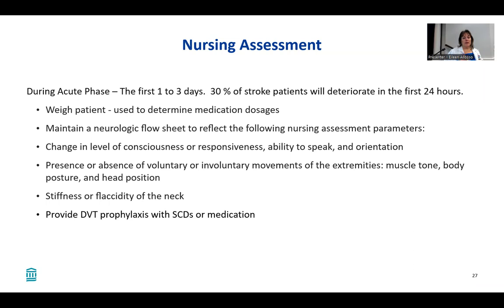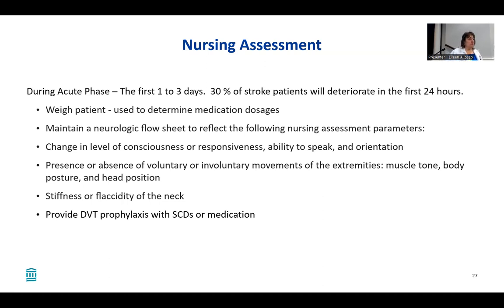So I want to keep an eye on that: 30% of stroke patients deteriorate within the first 24 hours. That's a good little piece of information to tuck in your brain. We use the neuroflow sheets to document this. Things you want to look for, again, are the level of consciousness, their speech quality, muscle tone, any involuntary or voluntary movements, especially if they're paralyzed on one side. You want to see if they have any movement at all. And sometimes it can be so subtle, they're not even trying to move. The muscle just kind of responds like it's trying to wake itself up.